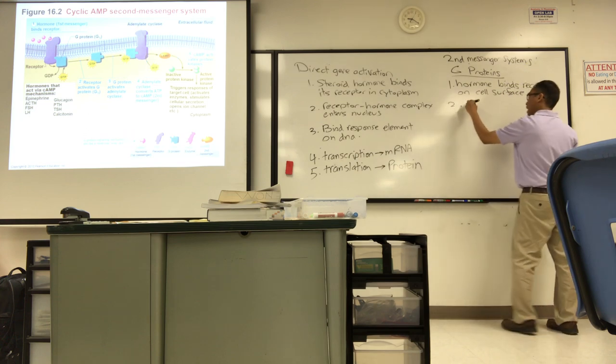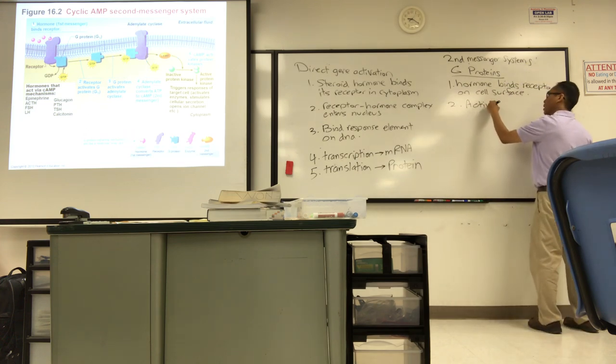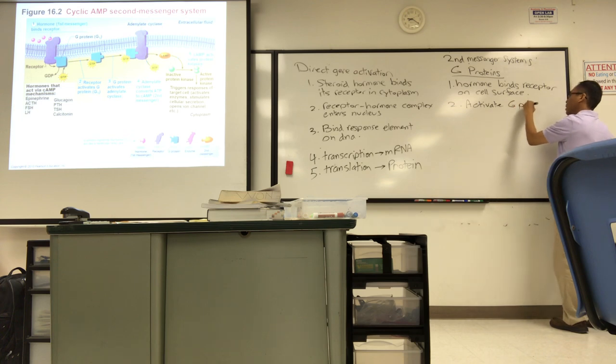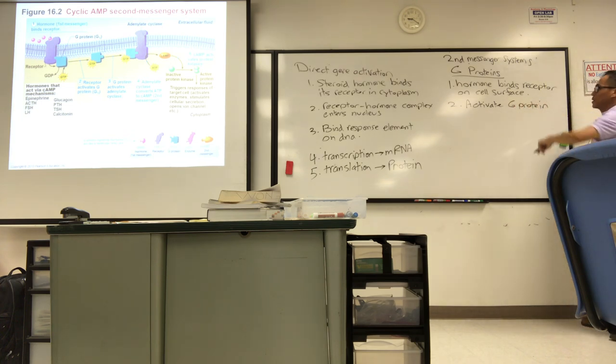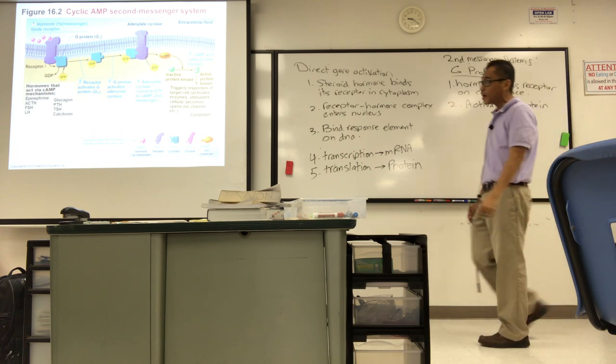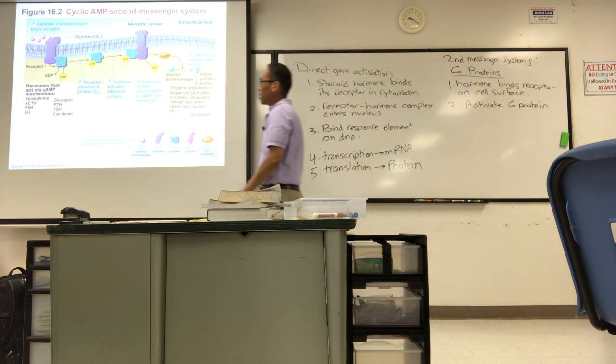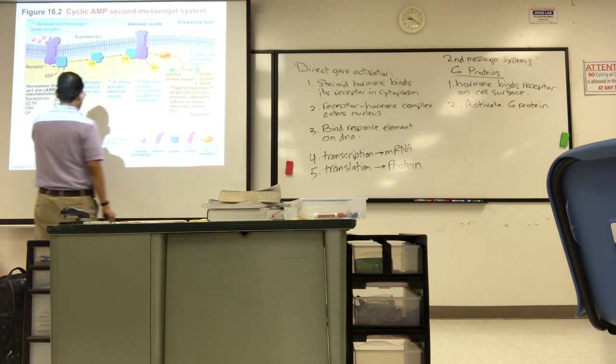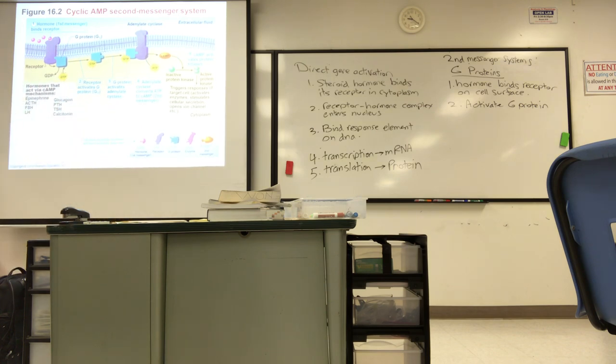Let me write it here. Activate G protein. Now, we're not giving you details here, but I should at least mention there are subunits on G proteins that get activated and cause it to move along the inside of the cell surface. There's alpha, there's beta. You don't need to know that level of detail, but notice it is moving when it's activated with this GDP. So what it does is it'll then activate an adenylate cyclase.